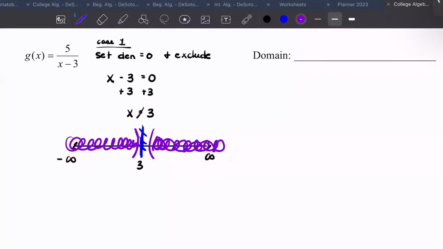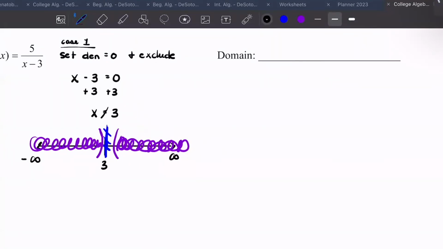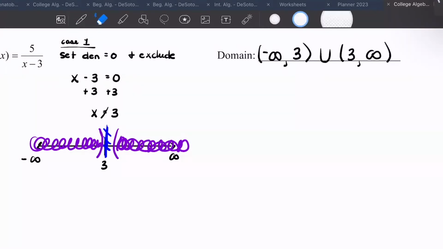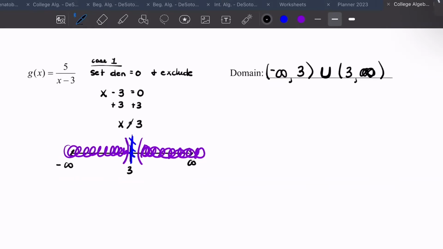Okay, so I'm saying that it can go from negative infinity to 3 with a parentheses on it, because that means that 3 is not included, which would be right. Union 3 all the way to positive infinity. So all I did was put this in interval notation where it excluded just 3. And that's how you do that. Okay. By putting a parentheses here and here and unioning it together.